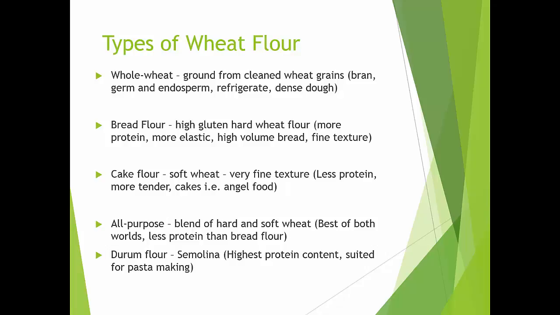The types of wheat flour, most of them you're going to be very familiar with. First, there's whole wheat, which is ground from cleaned wheat grains, which include the bran, the germ, and the endosperm. One thing about wheat flour is you do have to typically refrigerate it because it contains the germ, which has got a fat component. It is more prone to rancidity. And when you form breads or other baked goods with whole wheat flour, you're going to have a much denser dough and usually a much denser crumb.